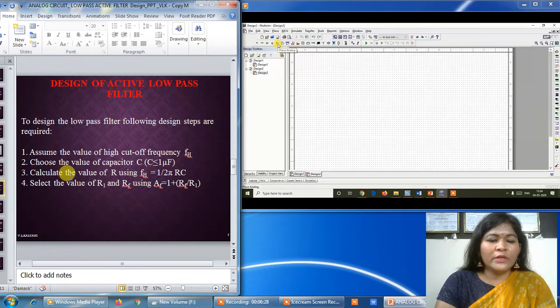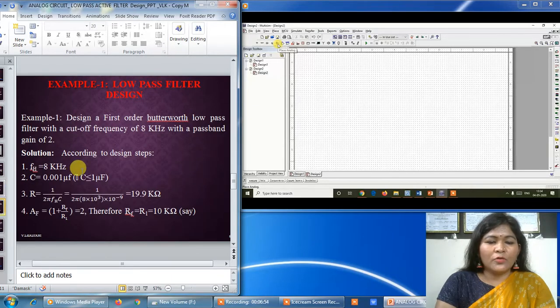And the third step is to calculate the value of resistance using FH. Here FH is equal to 1 upon 2 pi RC, and the last step is to select the values of resistances R1 and RF using the AF. This is the pass band gain, and it is equal to 1 plus RF upon R1.